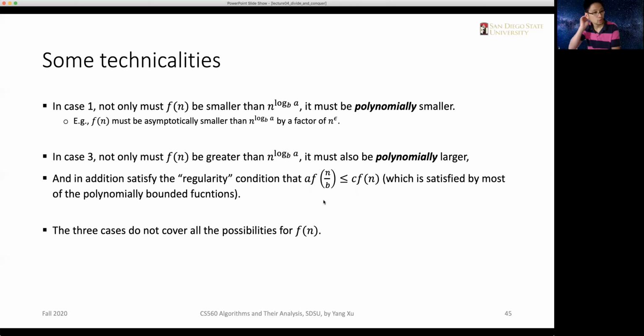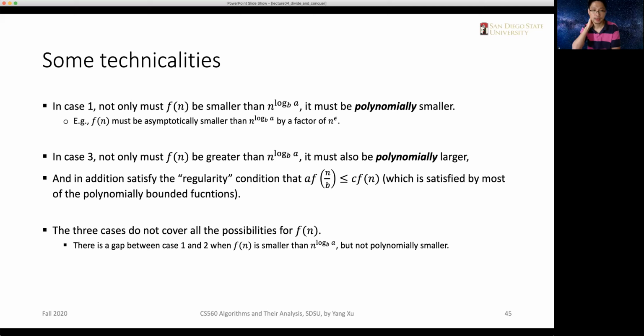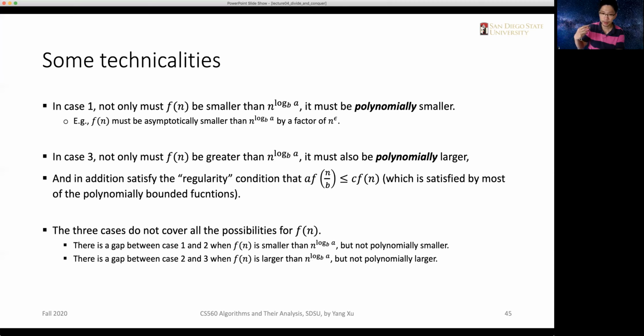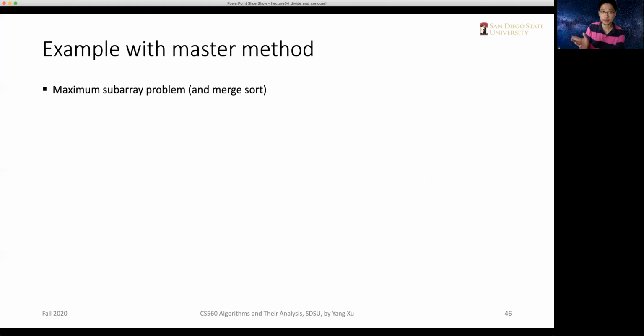So let's look at some cases. The three cases do not cover all the possibilities of the function f(n). There are gaps between the cases, for example when f(n) is smaller or grows slower than the polynomial function, but not polynomially smaller, or it's greater but not polynomially greater. Whenever the function falls into these gaps, we should not use the master theorem.